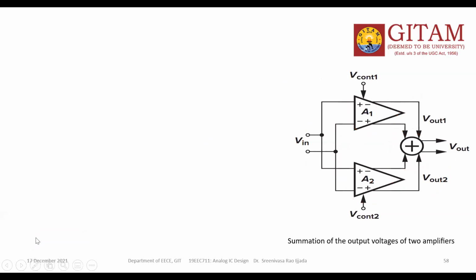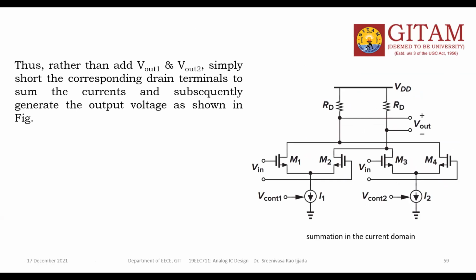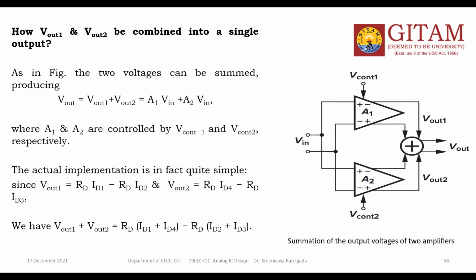After this, we need to discuss further based on the last analogy. V out1 plus V out is equal to RD into ID1 plus ID4 minus RD into ID2 plus ID3. Based on this analogy, the previous circuit, where there are two separate differential pairs, we can combine into a single one. The first and fourth transistors should be connected to one input, and the second and third to the other.